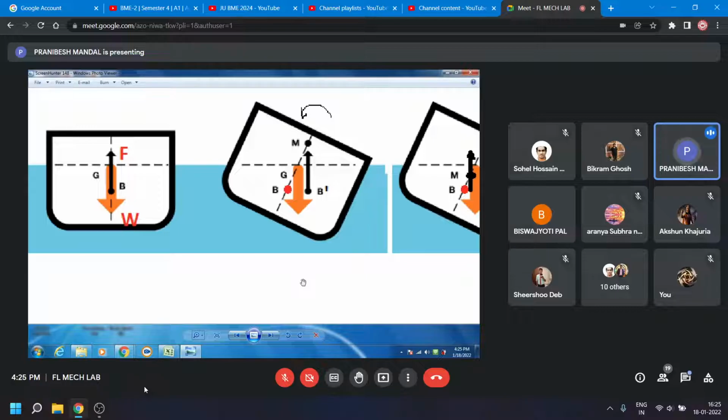So now what happens? The CG won't change, man. CG will be there. CG is a gentleman, given by G. So that is always there. So the weight and the buoyancy force, they are not now acting in a collinear way, isn't it? The lines of action have changed.